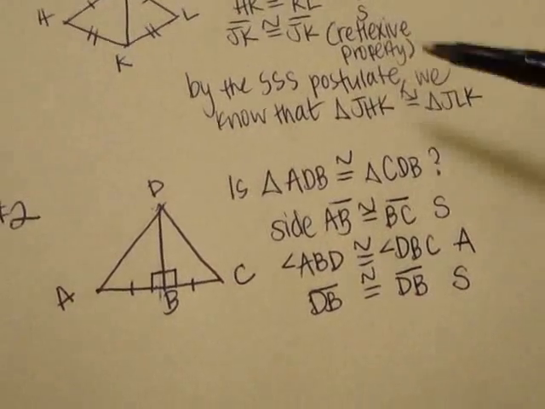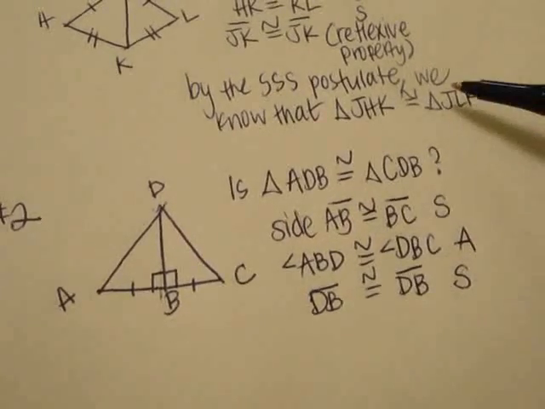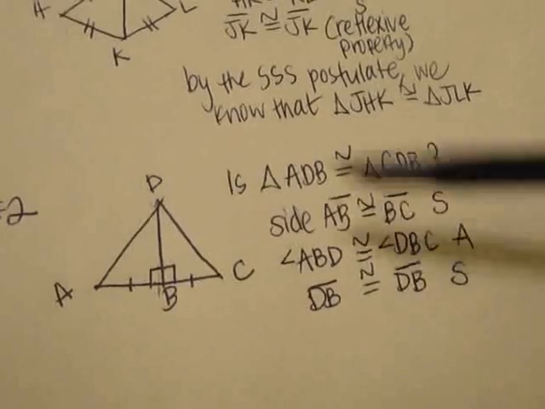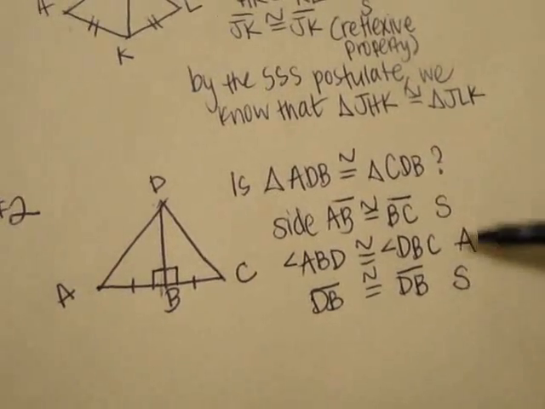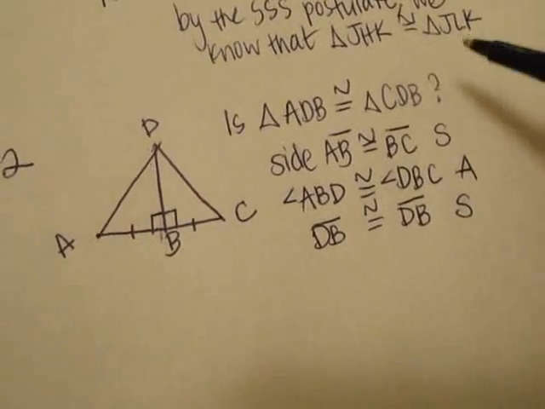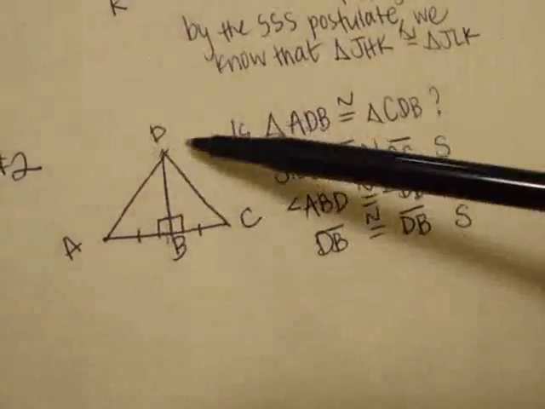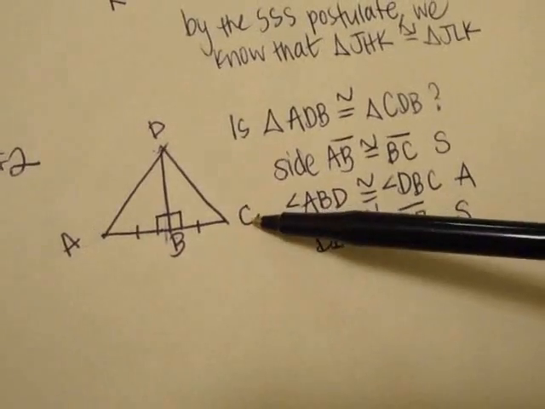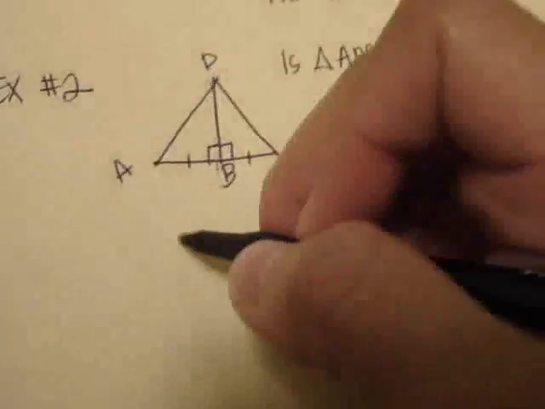And we have just shown that two sides and its included angle of one triangle are congruent to two sides and an included angle of another triangle. Therefore, we can conclude by side, angle, side, that triangle ADB is congruent to triangle CDB. Okay, so let's go ahead and write this down.